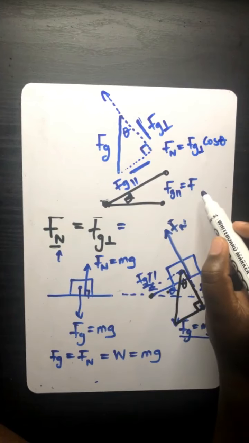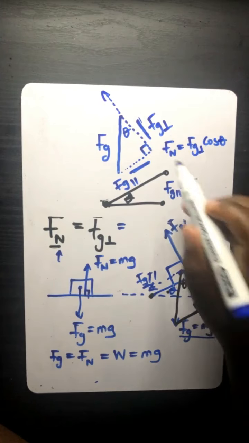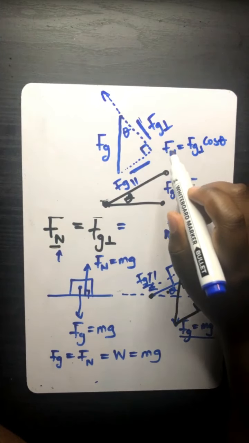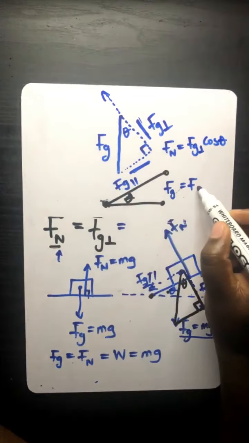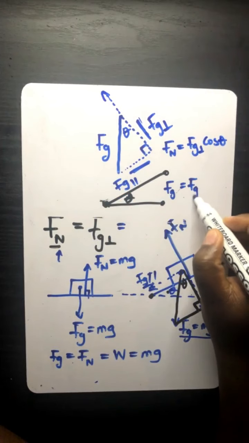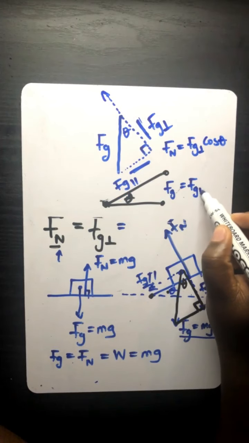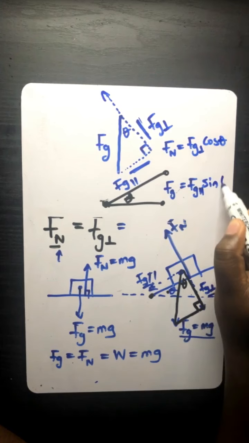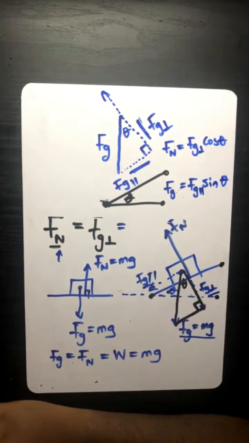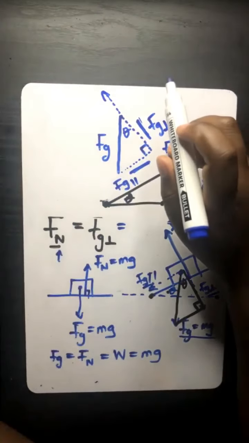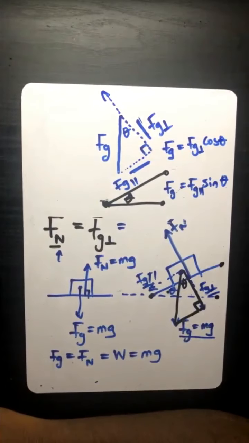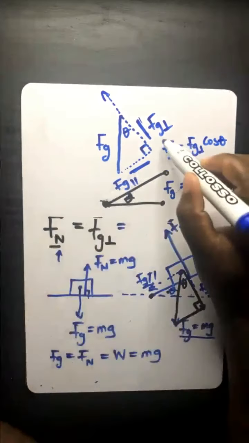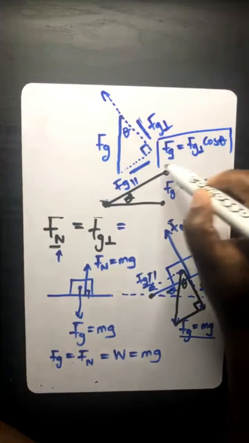And again, let's see, force of gravity. Let me see. Force of gravity parallel is going to be equal to force of gravity sine angle. I'm just trying to think of something, guys. Let me also remove that one. Yeah, these are the two formulas, guys, that I wanted to derive.